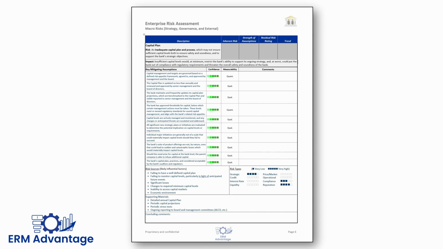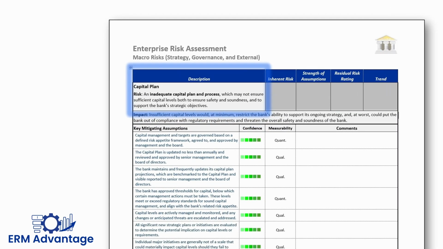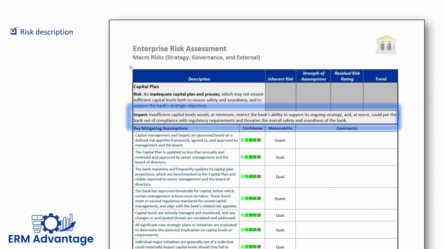Now, this version is a Word document, but you could create the same thing in Excel or in any popular GRC tool. The template uses one section for every key design area and has common sections for each. So let's walk through it. On top, we have the area we're evaluating, in this case, capital management, along with the description of the associated risk and potential impact. Once again, no need for a great deal of detail. All management members understand these risks.